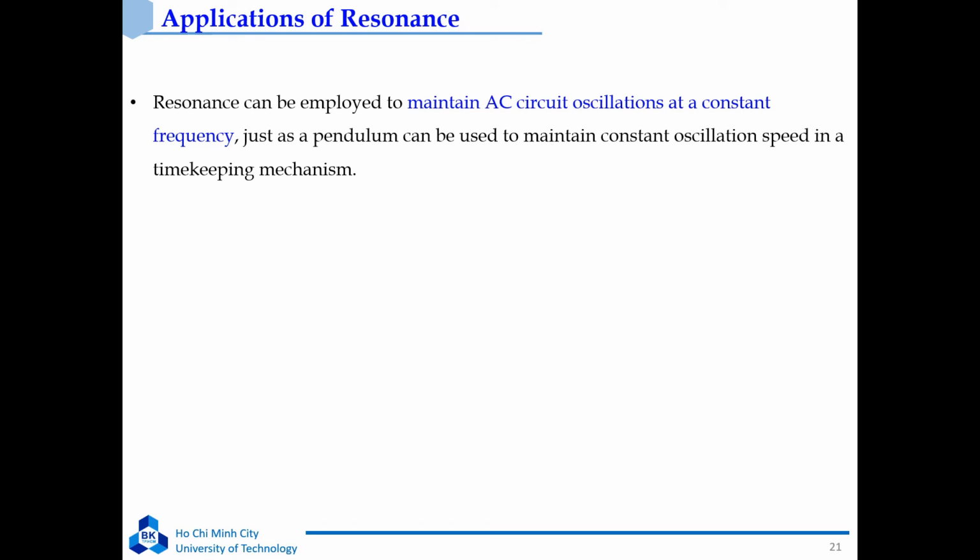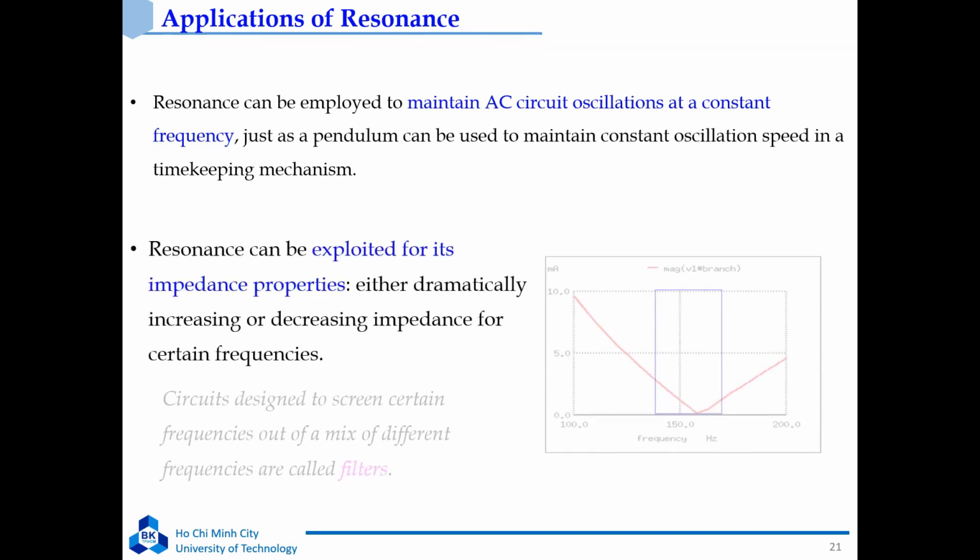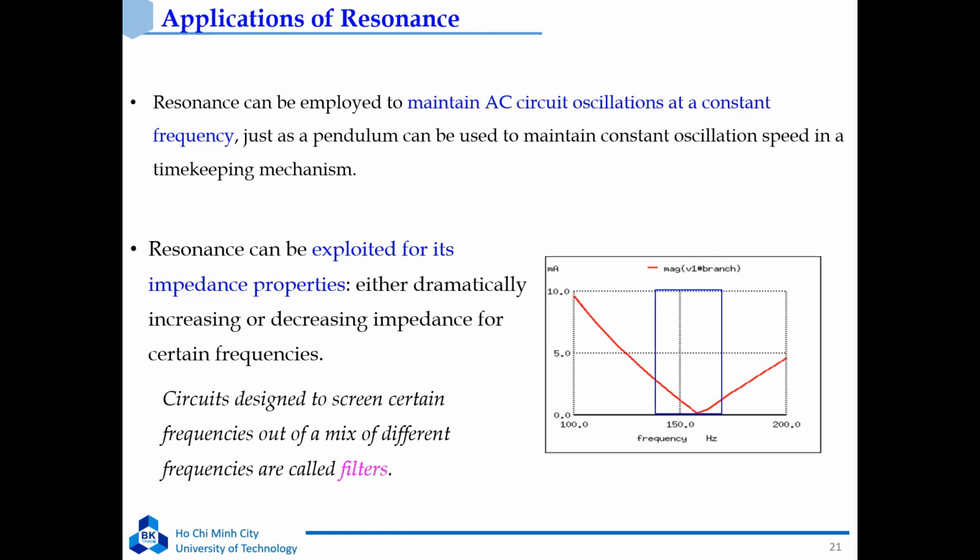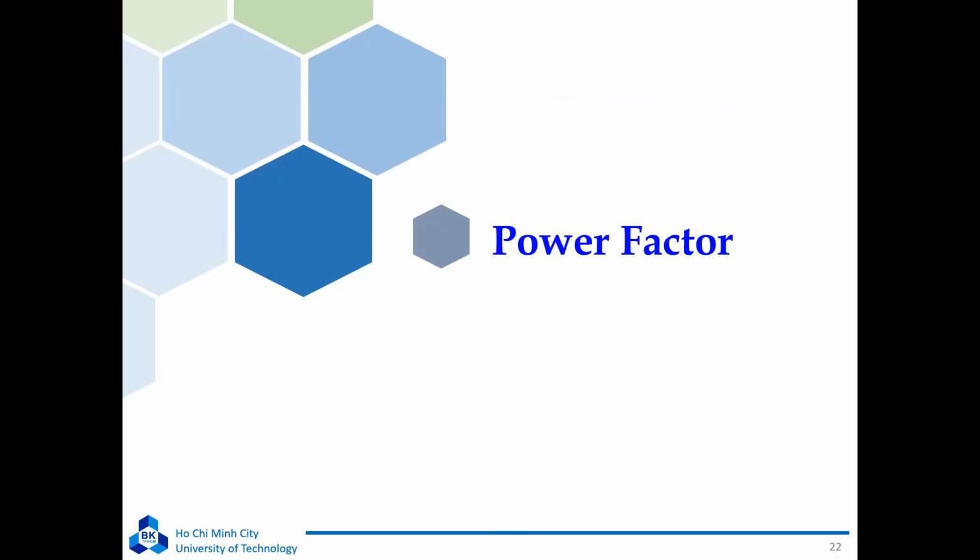Usually, we avoid the resonance phenomenon, but in AC circuits, we can use resonance for some applications. First, resonance can be used to maintain AC circuit oscillation at a constant frequency, just like a pendulum is used to maintain a constant oscillation speed in a timekeeping mechanism. Second, resonance can be employed for its impedance property, either dramatically increasing or decreasing impedance for a certain frequency. It's called a filter. Now we will go to the last part, power factor.